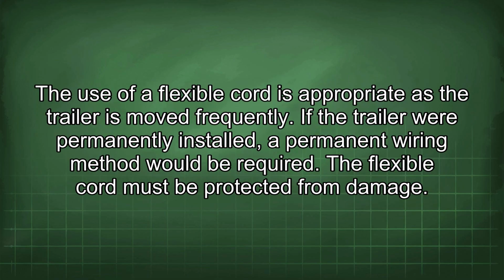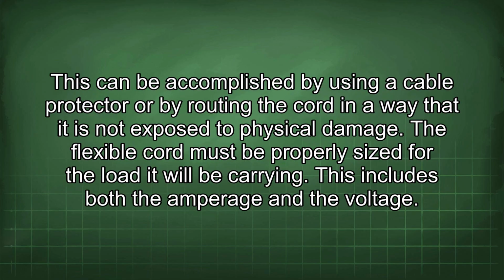The use of a flexible cord is appropriate as the trailer is moved frequently. If the trailer were permanently installed, a permanent wiring method would be required. The flexible cord must be protected from damage. This can be accomplished by using a cable protector or by routing the cord in a way that it is not exposed to physical damage.